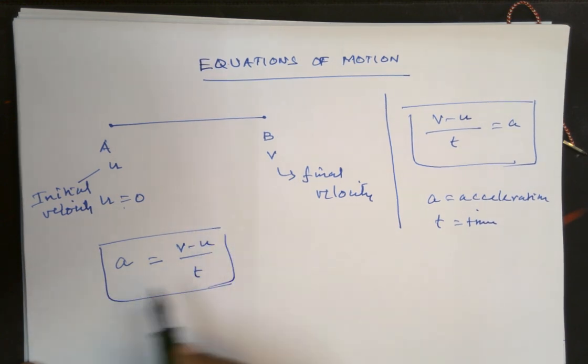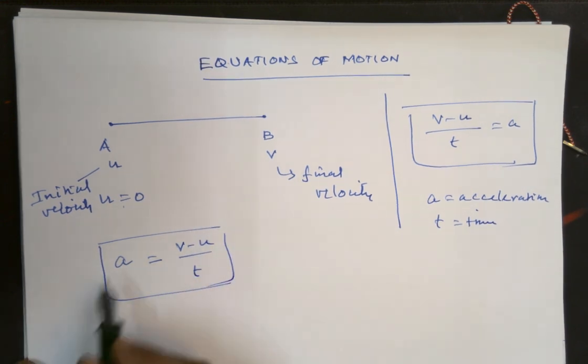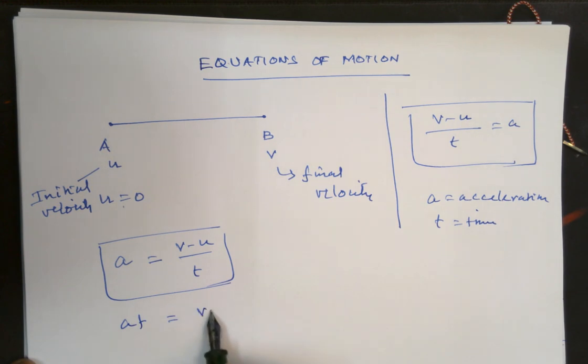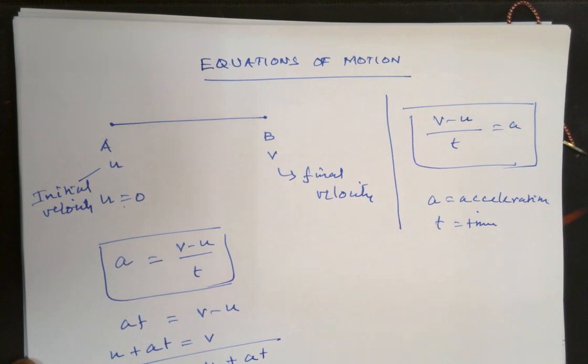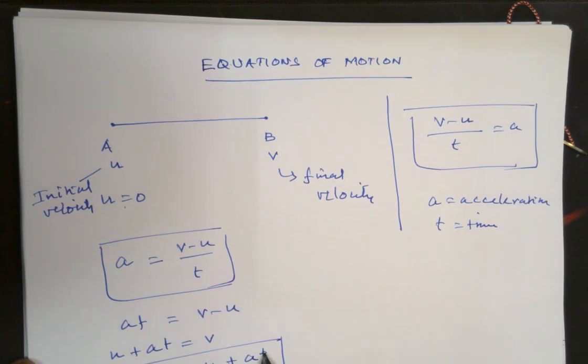We can rearrange this equation, bring this t to the LHS, so it becomes at equal to v minus u, and you can bring u to the left hand side, so u plus at is equal to v. It means v is equal to u plus at. This is one of the important equations of motion.